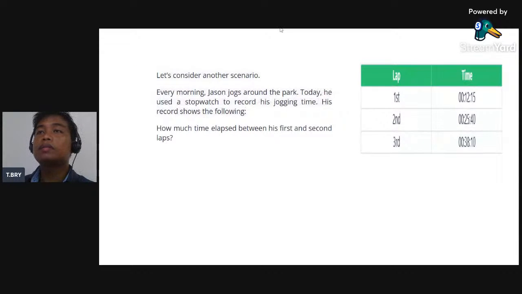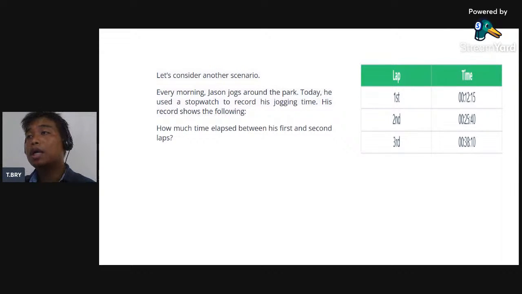Okay, so let's consider this scenario. Every morning Jason jogs around the park. Today, he used a stopwatch to record his jogging time. His record shows the following. You see the table, that's the record of Jason. How much time elapsed between his first and second laps?